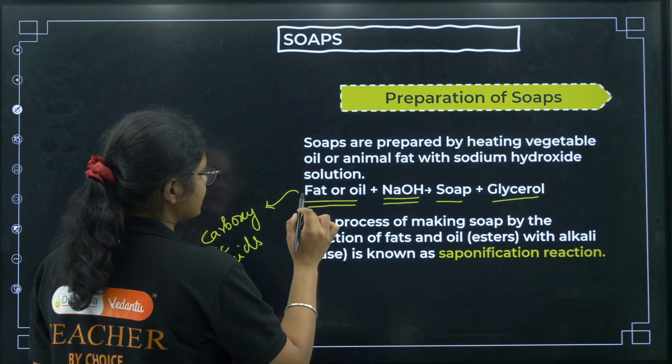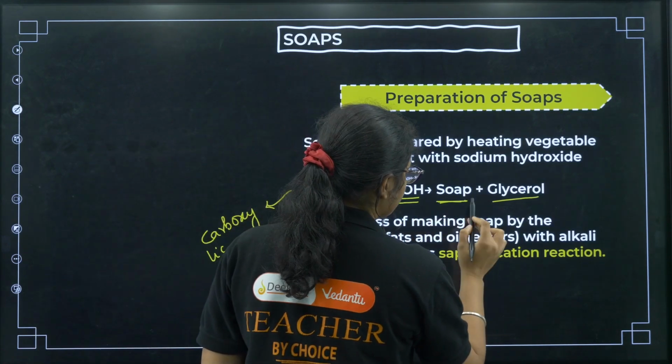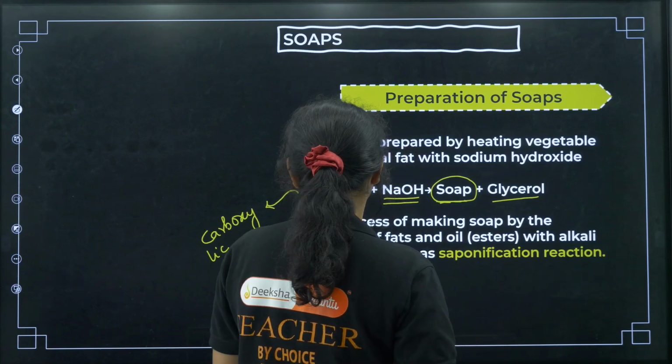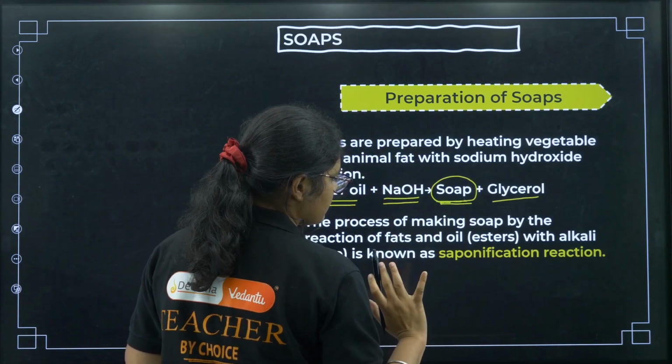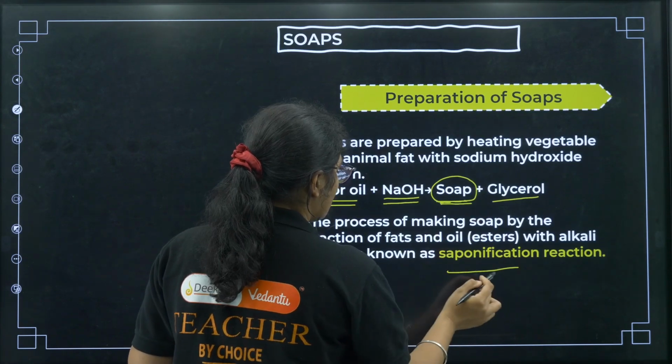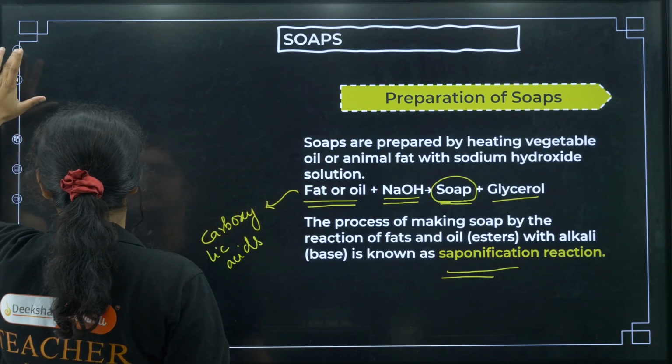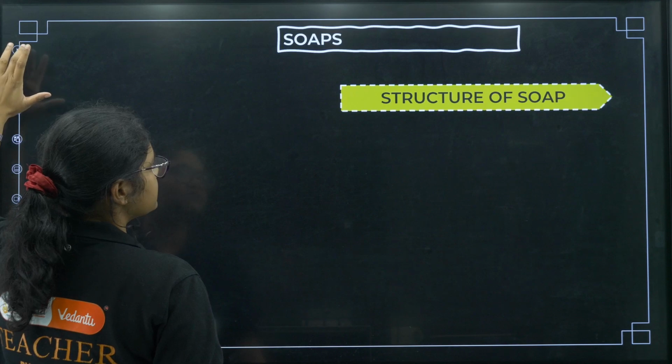Okay, so with acids and base we will get salt, and soap is formed. Generally, you will get salt here, which is giving you soaps. And this process of making soap is called saponification. Next we have the structure of soap.